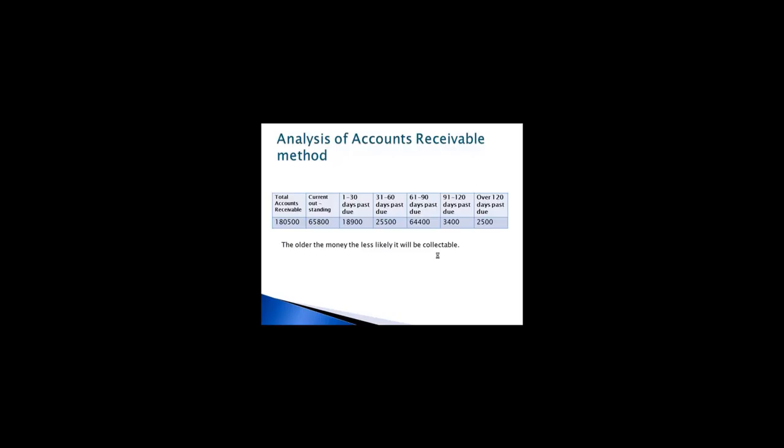In our 1 to 30 days past due, we have $18,900. In our 31 to 60 days past due, we have $25,500. In our 61 to 90 days past due, we've got $64,400. In our 91 to 120 days past due, we've got $3,400. And in our category for over 120 days past due, we have $2,500. All of these categories added up provide us with our total outstanding accounts receivable, which is $180,500.